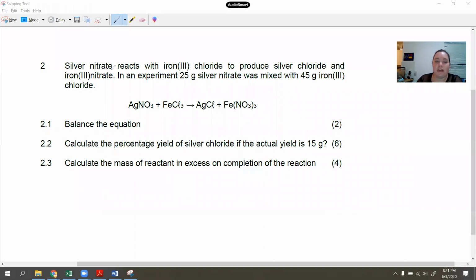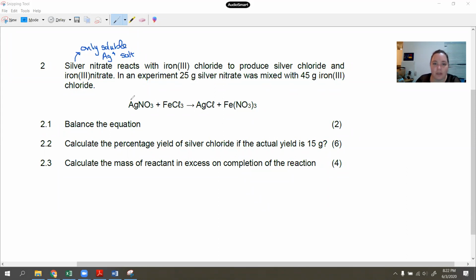So silver nitrate reacts with iron(III) chloride. Something that's very important about silver nitrate, and you're going to find I mention it a lot: it is the only soluble Ag+ salt. So the only time that you're ever going to get silver ions staying in solution is if they're in silver nitrate. It reacts with our iron chloride to produce silver chloride and iron(III) nitrate.